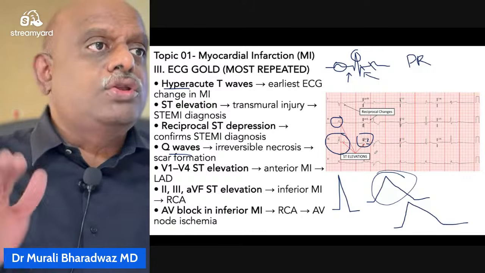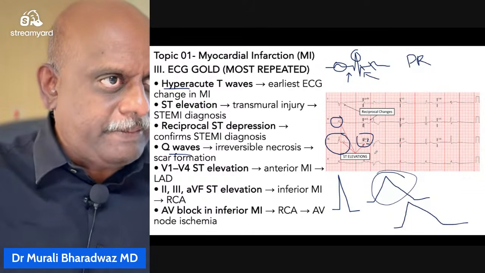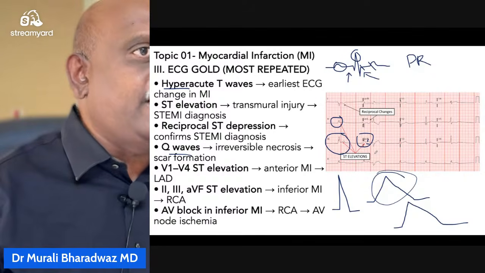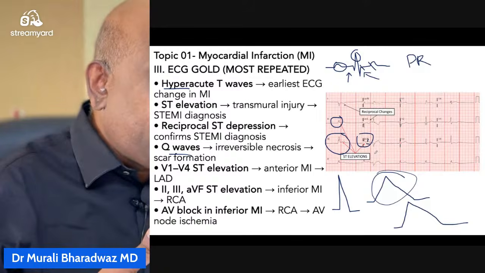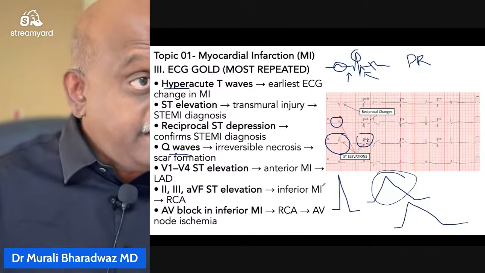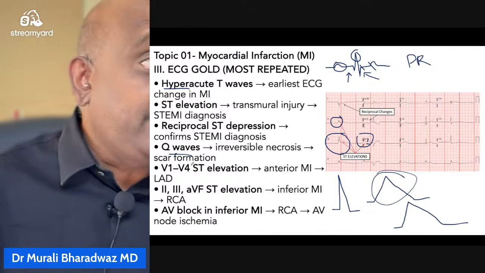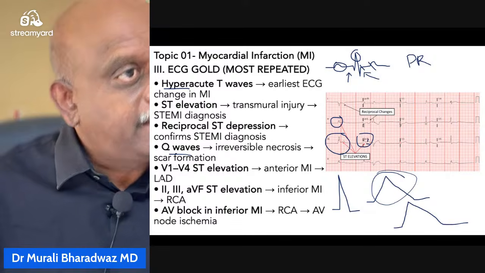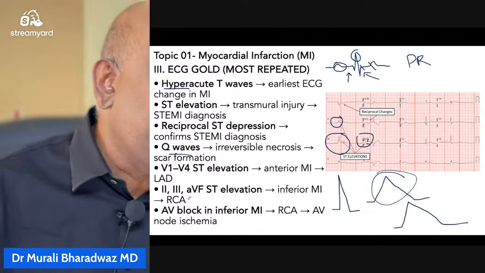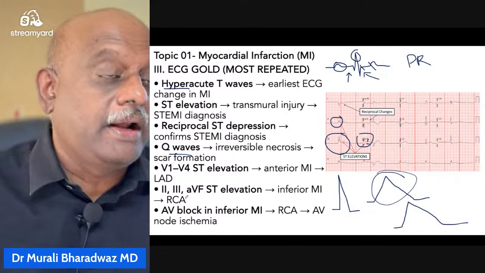Leads 2, 3, AVF are inferior leads. They're looking at the inferior part of the heart. Inferior part of the heart is supplied by the right coronary artery. Anterior part of the heart is covered by the left anterior descending artery. So anterior wall MI: V1 to V4, left anterior descending. Leads 2, 3, AVF ST elevation: inferior wall MI with RCA. It is the right coronary artery which is occluded.